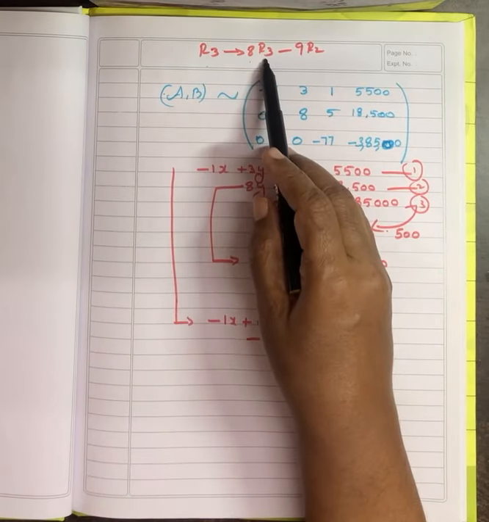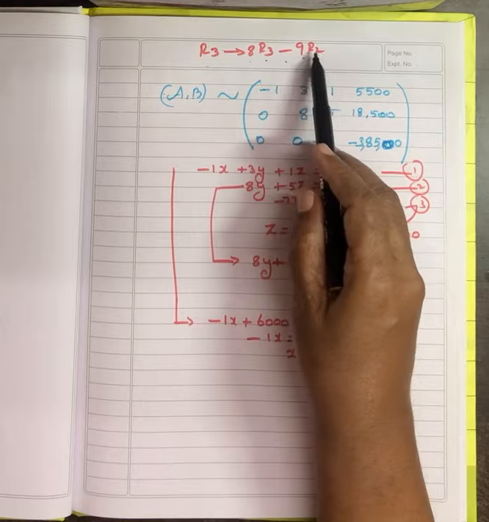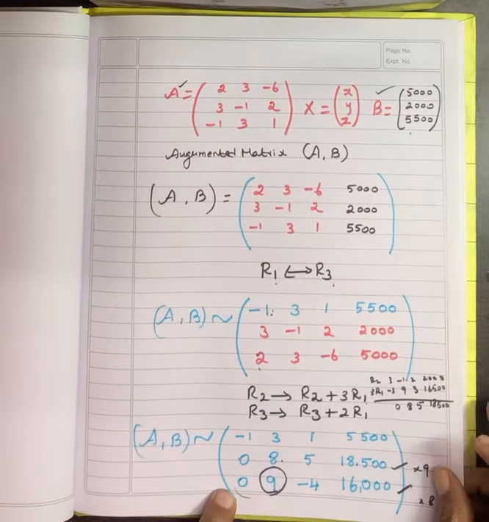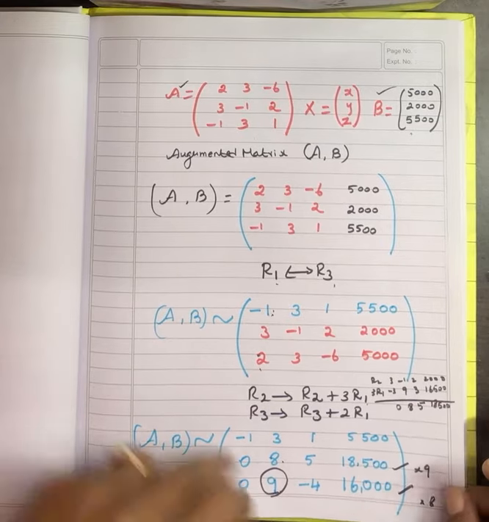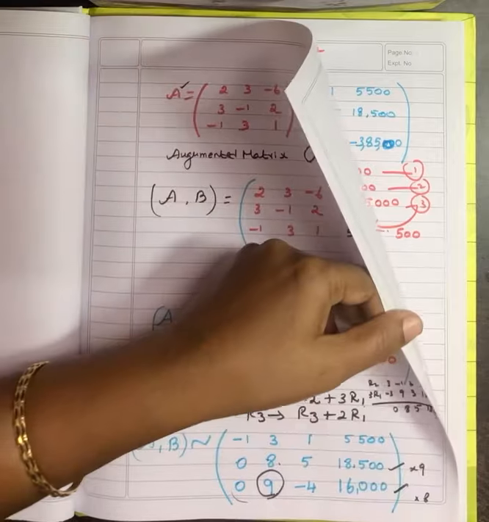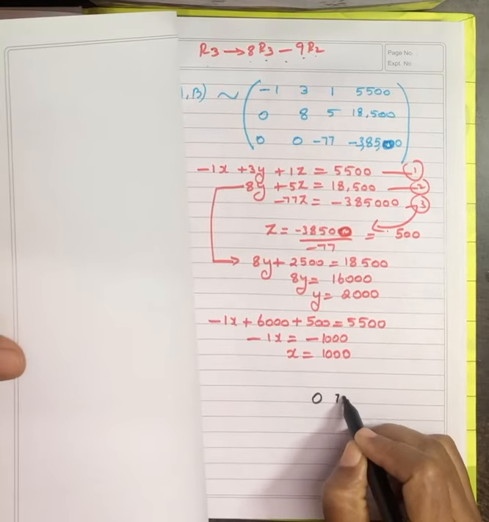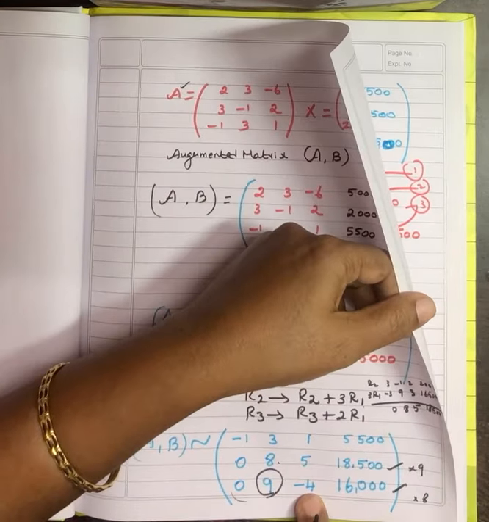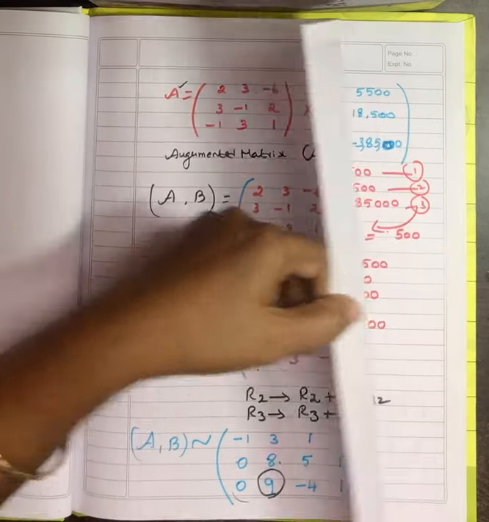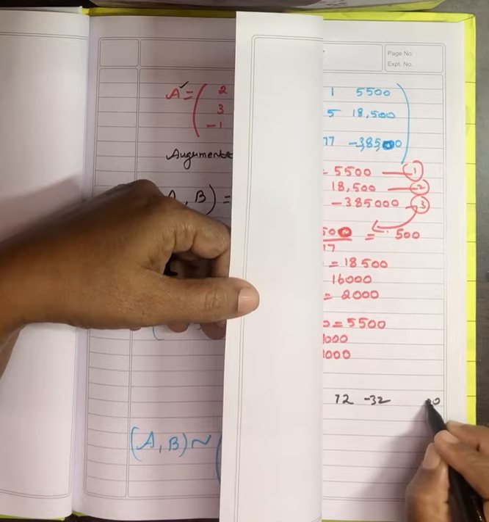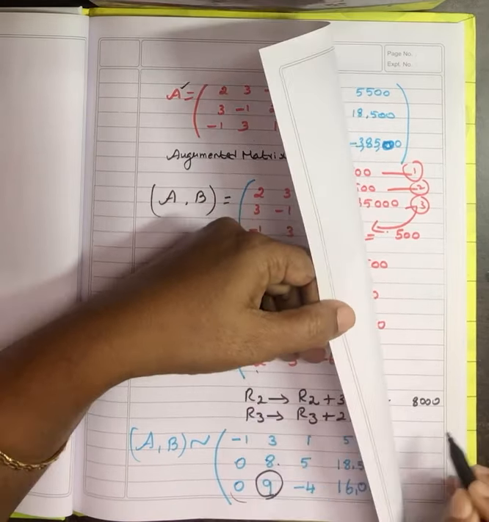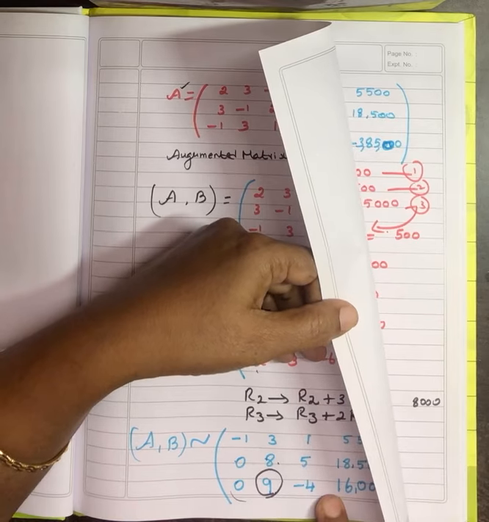8 into R3 subtraction 9 into R2. So shall we do it here? 8 into R3. I have to multiply this with 8. So answer 0. If you multiply with 8, it is 72. If you multiply with this 8, it is minus 32. If you multiply this with 8, 3 zeros, 6 8s are 48. So 4, 8, 10, 12.